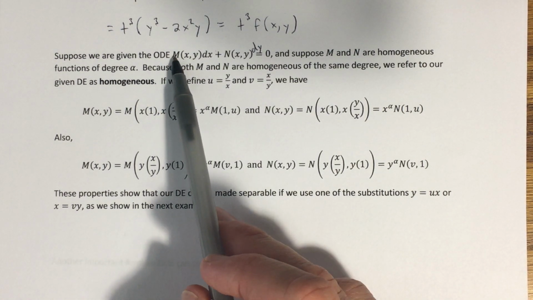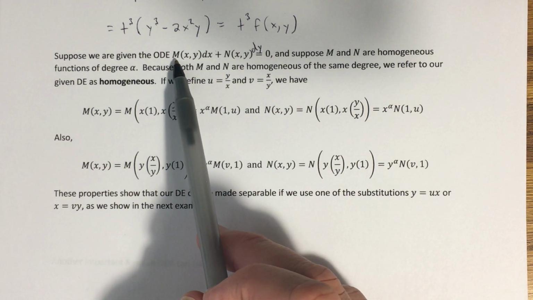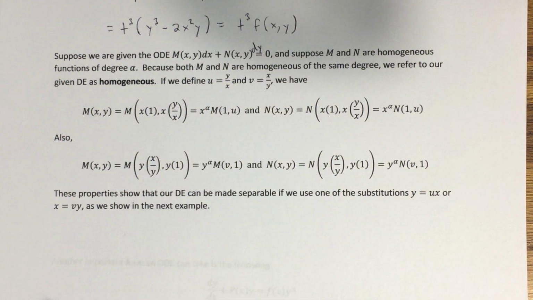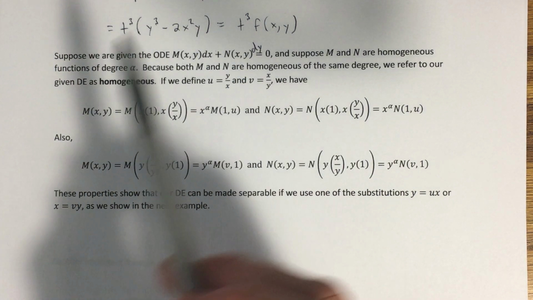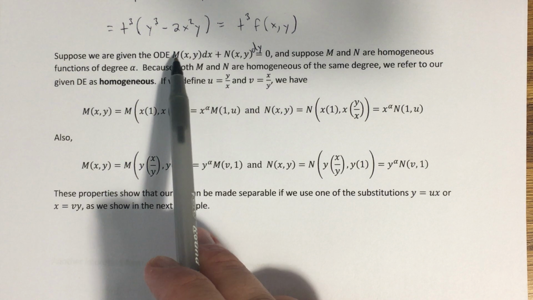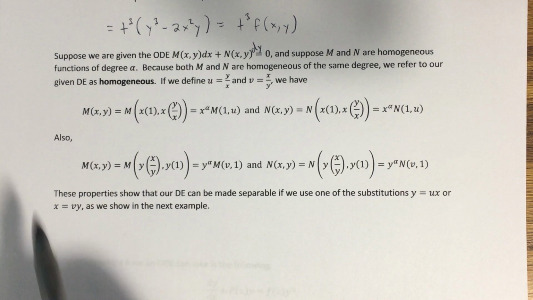If you have an ODE in differential form the way we do here, then if you also are able to show that the M of xy here and the N of xy here are both homogeneous functions of the same degree, and they have to be of the same degree, then there is a technique, or more accurately, a substitution that we can make that reduces this to a separable equation, the easiest kind to solve. And to show you why that works, let's just suppose that that's the case. We have M of xy and N of xy, and they're both homogeneous functions of degree alpha, let's say.